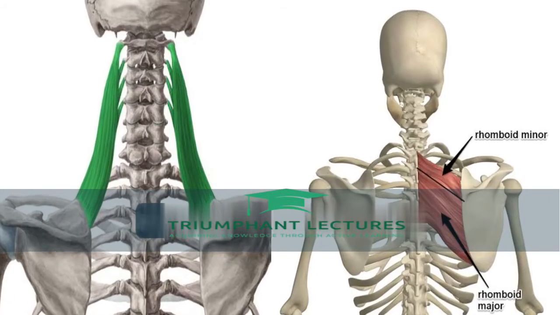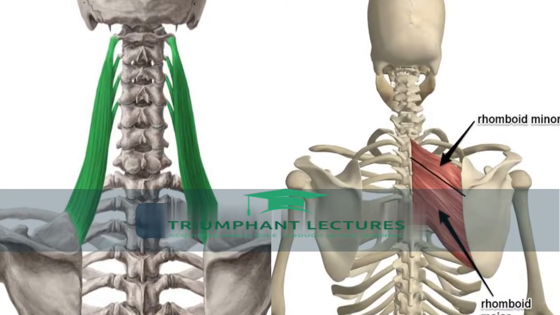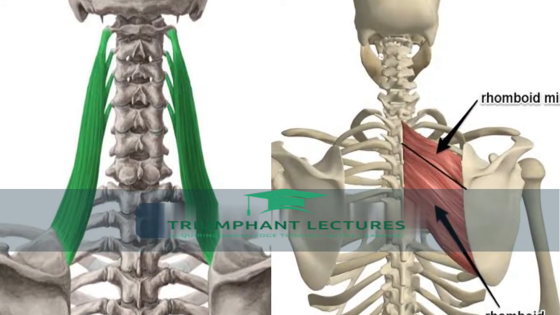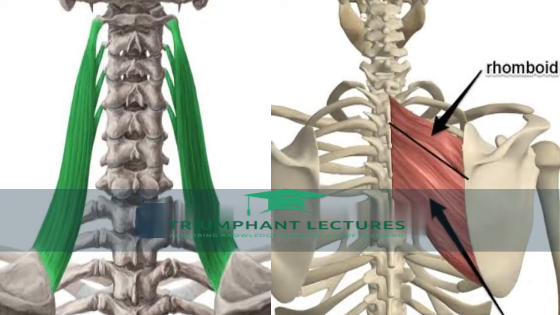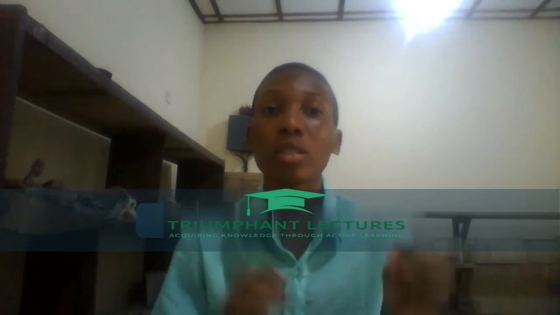Then now let's talk about the deep layer. The deep layer of the extrinsic muscles, you have the levator scapulae, you have the rhomboid muscles, which consist of rhomboid major and the rhomboid minor. So all these 5 muscles form the extrinsic muscles of the shoulder region. The superficial layer: trapezius and the latissimus dorsi. The deep layer: the levator scapulae, the rhomboid major and the rhomboid minor.